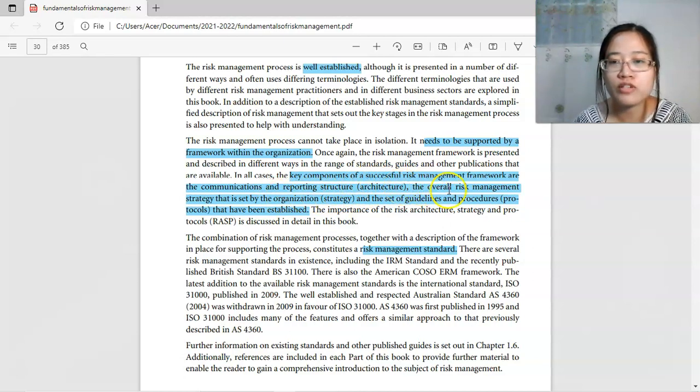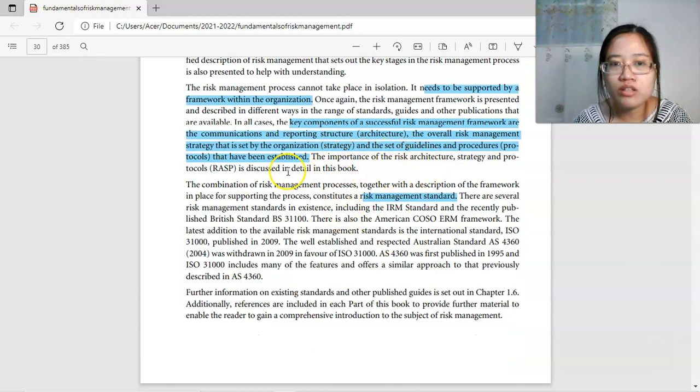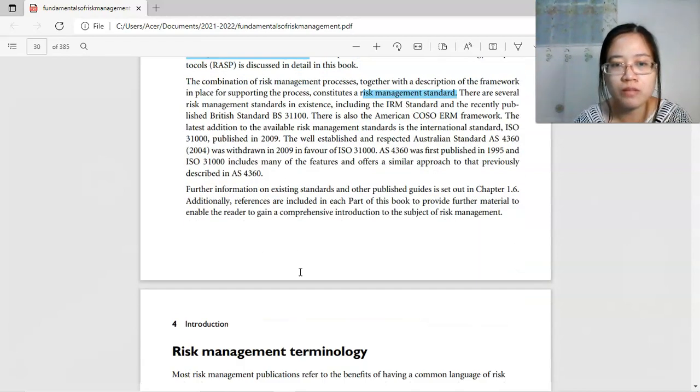Then you have your overall risk management strategy set by the organization, strategy, understand strategy. Tapos you have this set of guidelines and procedures or yung protocols that have been established. And in a way, ito yung framework or yung support, yung guidelines and procedures. Alright. At ang importance nito, later, discuss din yan. Tapos, madidiscuss din natin yung mga risk management standards around the world and internationally. And then, alin ba yung ginagamit dito sa Philippines.